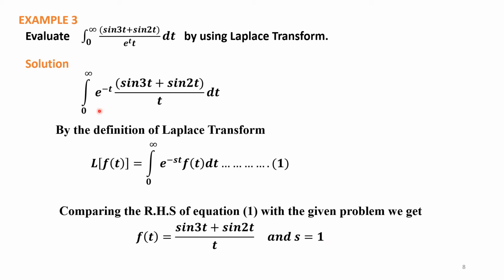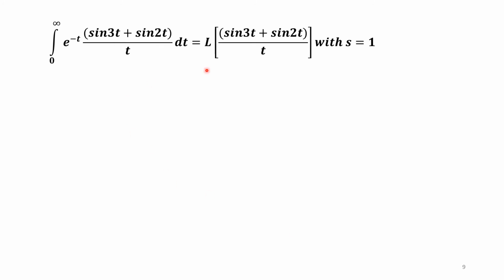So in the next step, this integral is equal to the Laplace transform of this function with s equal to 1. We have e raised to minus t, not e raised to minus st, so s will be equal to 1. Again, since we have the division by t property, the Laplace transform of the numerator is to be calculated and integrated between the limits s and infinity.